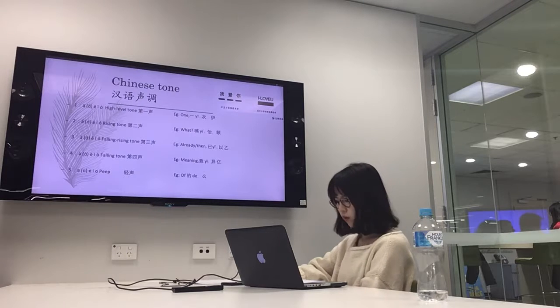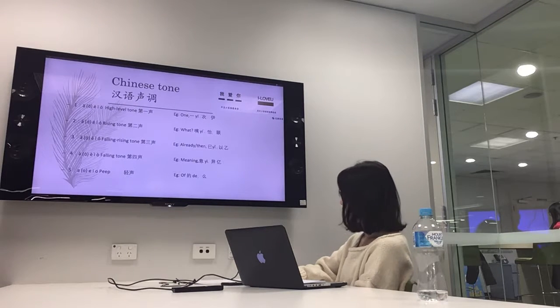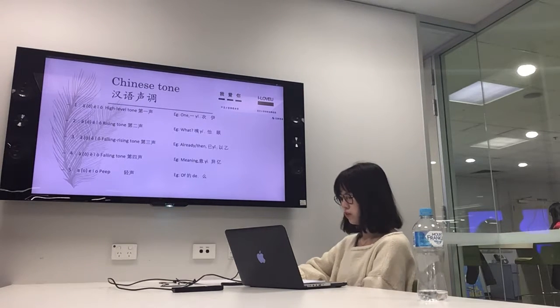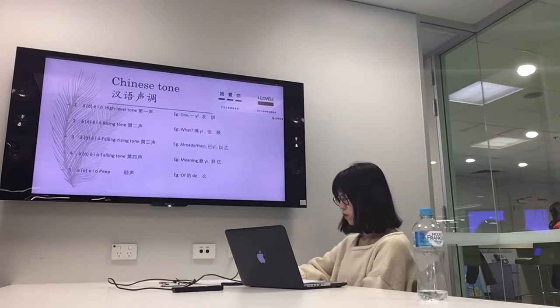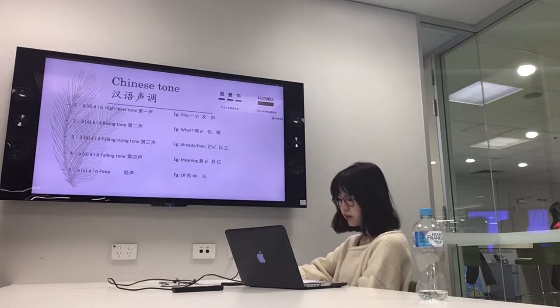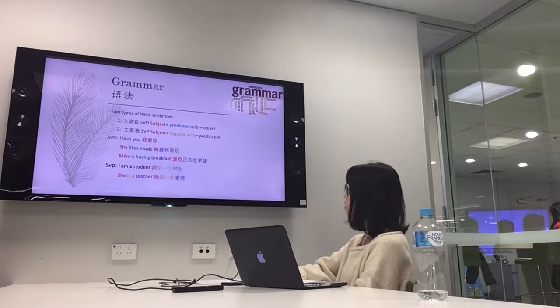For example, if you want to say this is a 树, 树 is a falling tone, meaning tree. But when you use the wrong tone, it becomes 书, and 书 is a book. Those are different words.